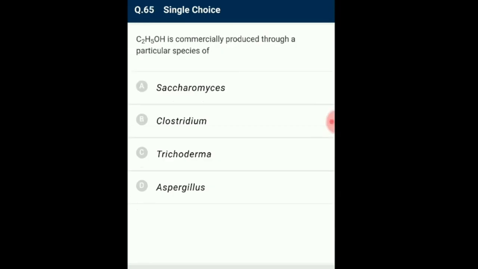Question number 65. C2H5OH is commercially produced through a particular species of. C2H5OH is ethanol. It is a type of alcohol that is produced by the fermentation process. Ethanol is widely consumed as a mix in varying degrees of concentration. Fermentation is an anaerobic respiratory process where many strains of Saccharomyces are used. So the answer is option A. C2H5OH is commercially produced through Saccharomyces.